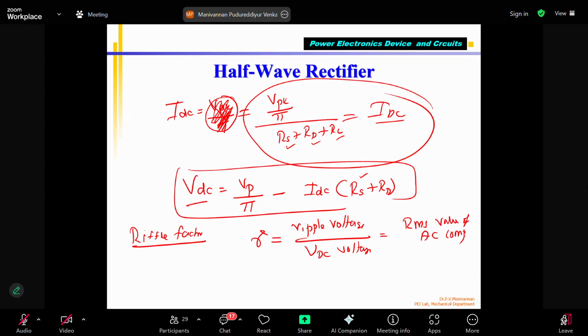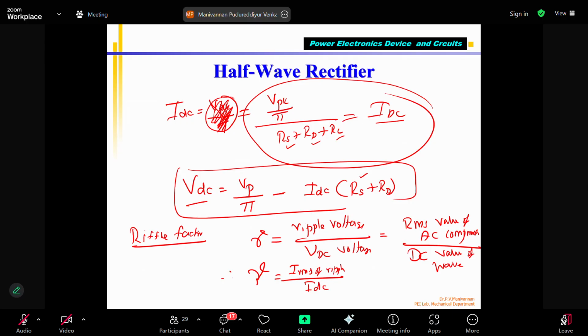Just note down, next class I will explain. Divided by DC value of waveform. What waveform? Half wave rectified waveform. Okay, you can note down this. So we can say that gamma equal to, in terms of the current also you can take IRMS of ripple current divided by IDC. This also you can do.